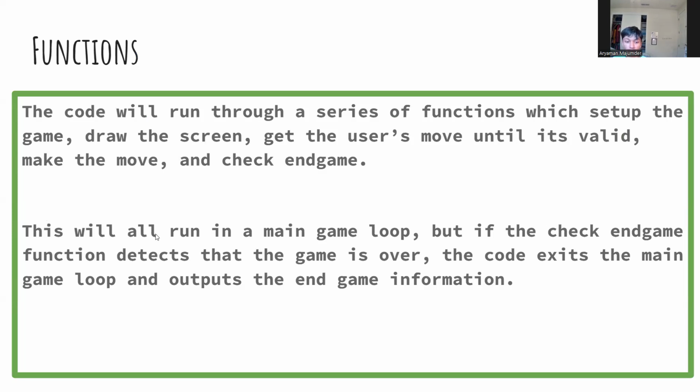But if the check endgame function detects that the game is over, the code exits the main game loop and outputs the endgame information. So in this game, there's not really a losing condition because it goes on forever until the board is satisfied as a winning condition. So it'll run on forever until you win. So there's no losing condition for this, but there's just a winning condition that the check endgame only checks.